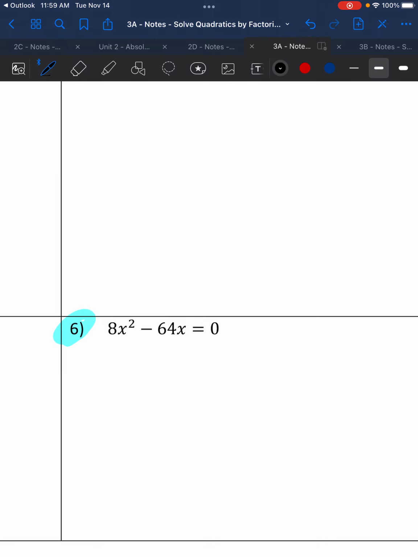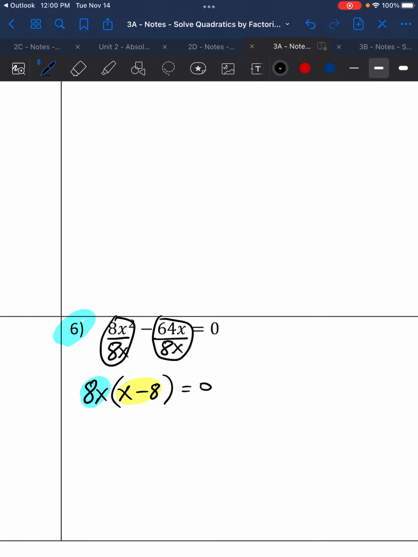All right, number 6. So as we're working through, we have it in standard form already. Is there a greatest common factor? And there happens to be a greatest common factor of 8x. Well, in this case, this is the first time we've had a greatest common factor with a variable with it. So when you divide by 8x, your first term will be x, and then 64x divided by 8x is 8. Well, now one of our solutions is with the greatest common factor. Our other solution is inside with the x minus 8.